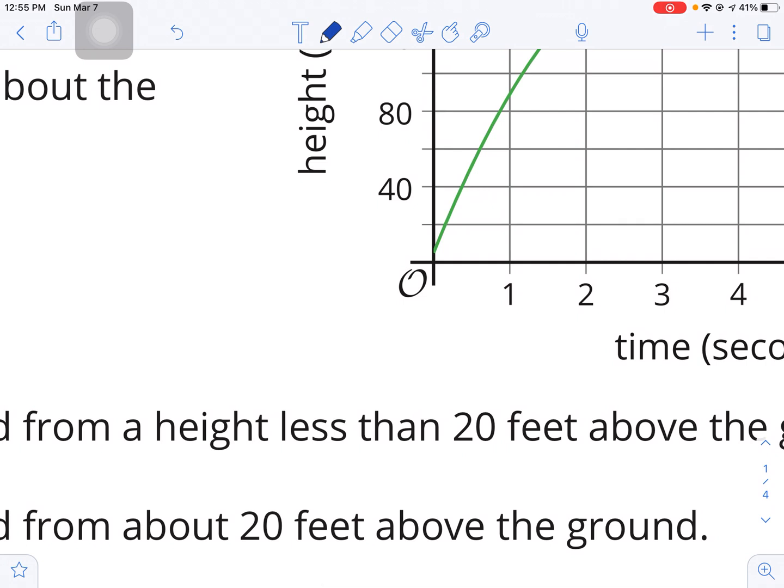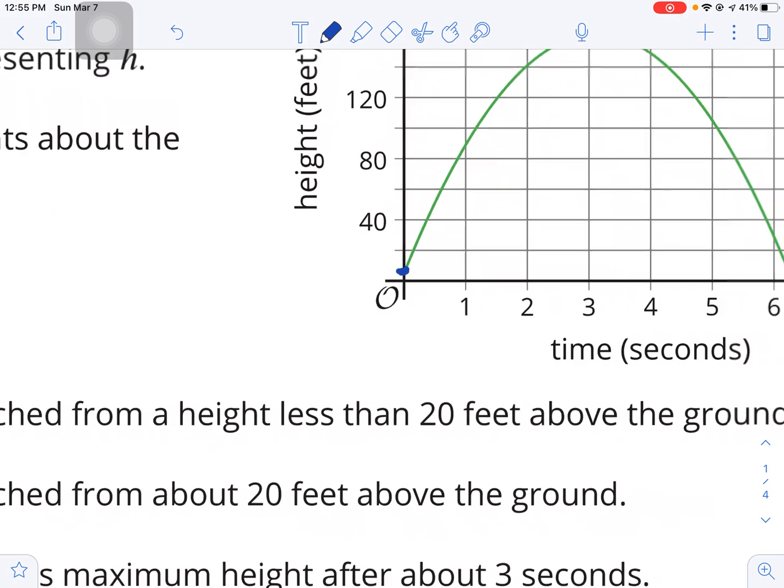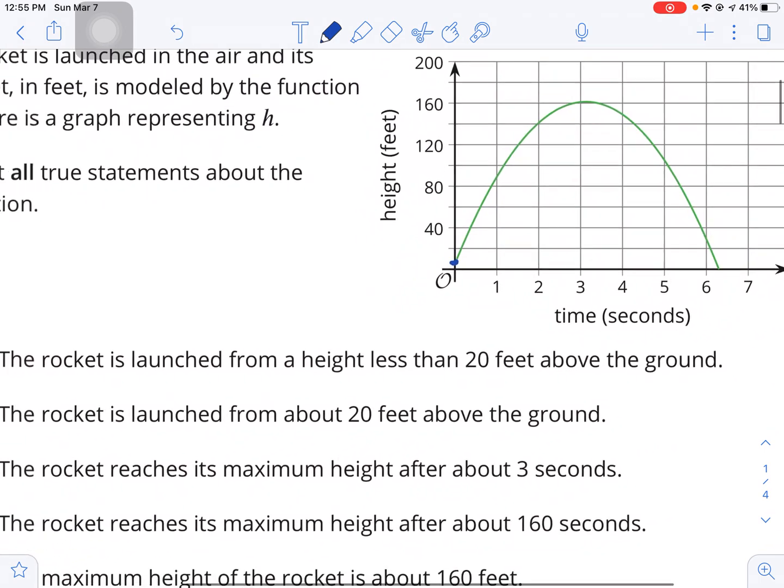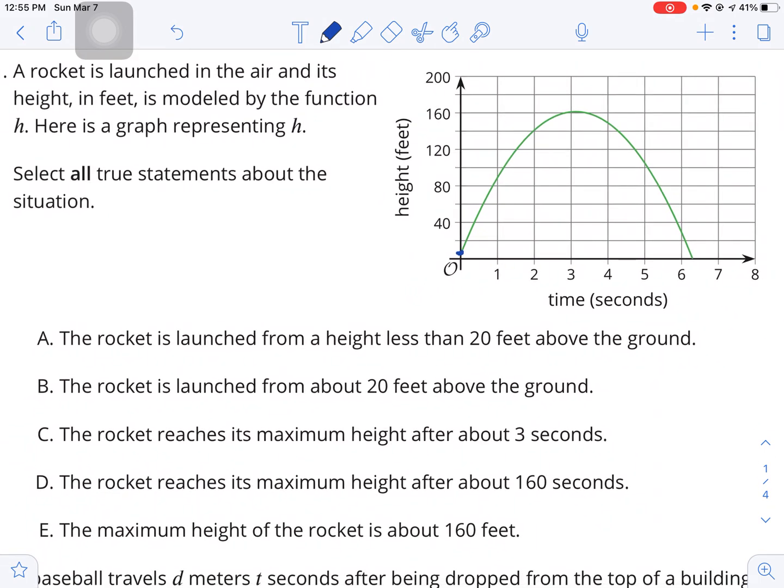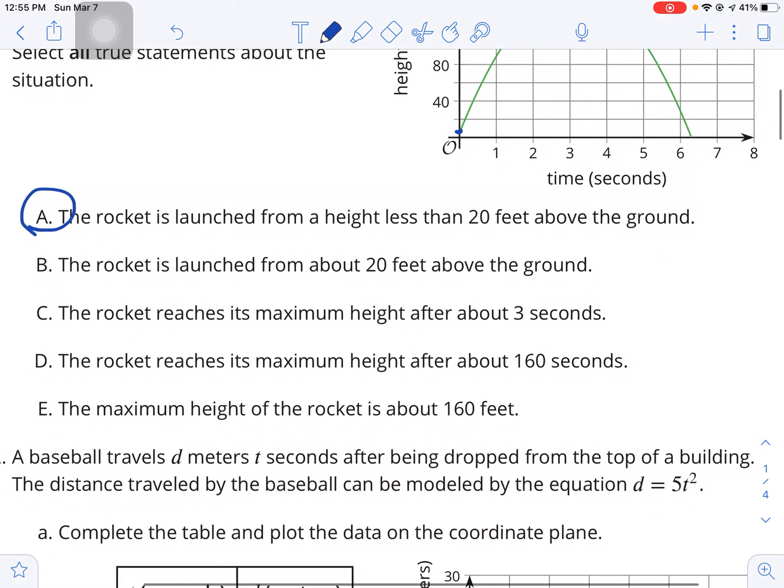That would be right here where it's launched from. This is the height axis, and so that's where it starts. So yes, I would say less than 20 feet, because the scale on the y-axis goes up by 20. Letter B, the rocket is launched from about 20 feet above the ground. I wouldn't circle that then, because it's less than.